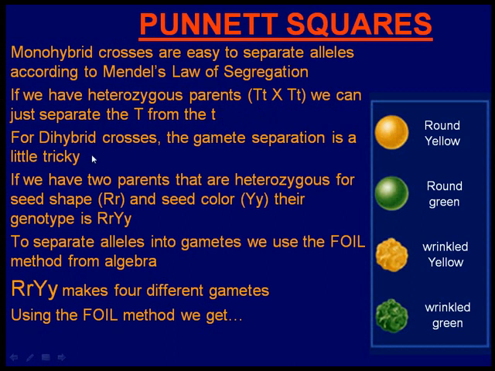But for 2 traits, it's a little tricky, especially dihybrid, meaning one parent has 4 letters. Hybrid for one trait and hybrid for another trait. The gamete separation gets a little bit harder. Actually, it gets a lot harder. So, let's have an example. 2 parents that are heterozygous for seed shape. We're just going to use a capital R and lowercase r. Again, you want to use letters that are just different from each other.